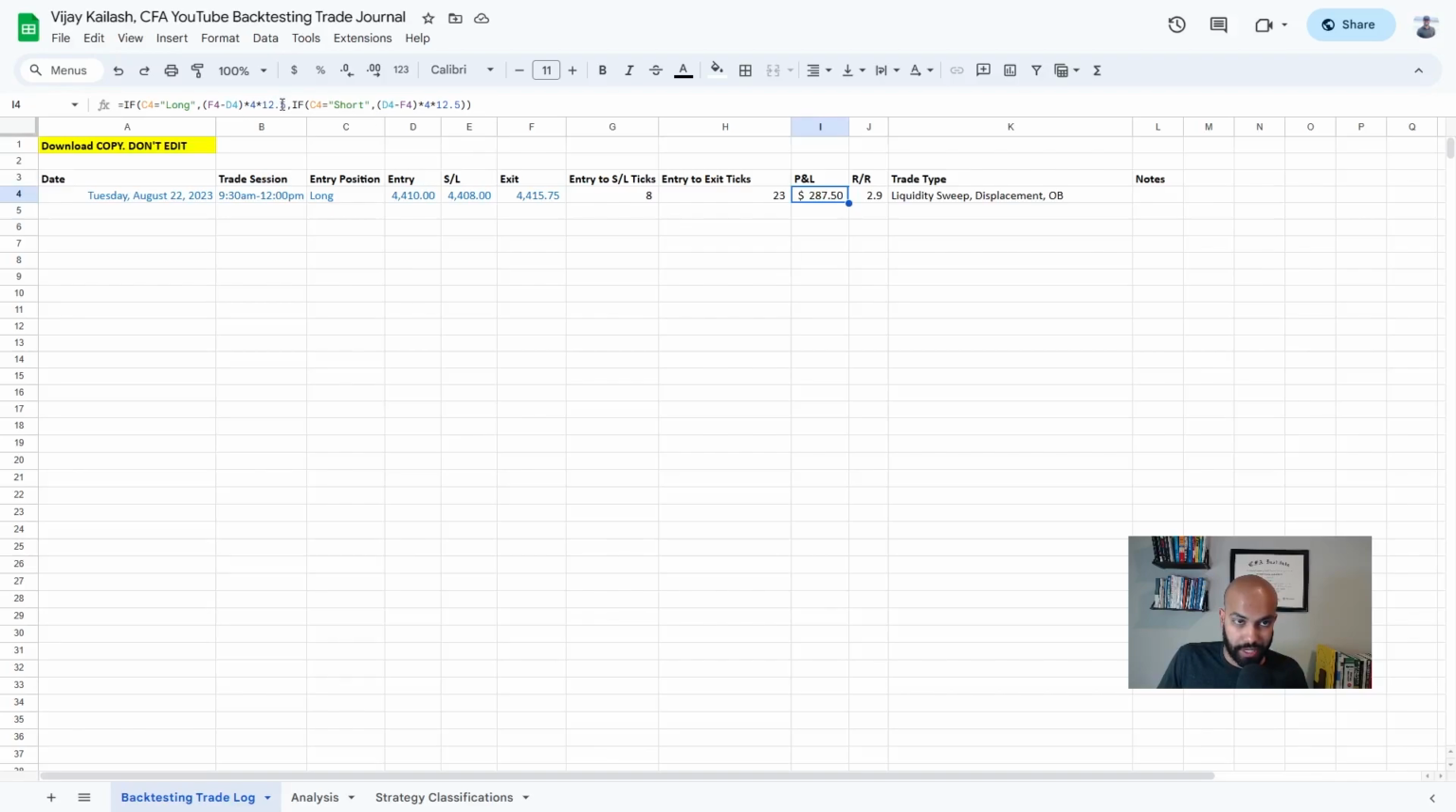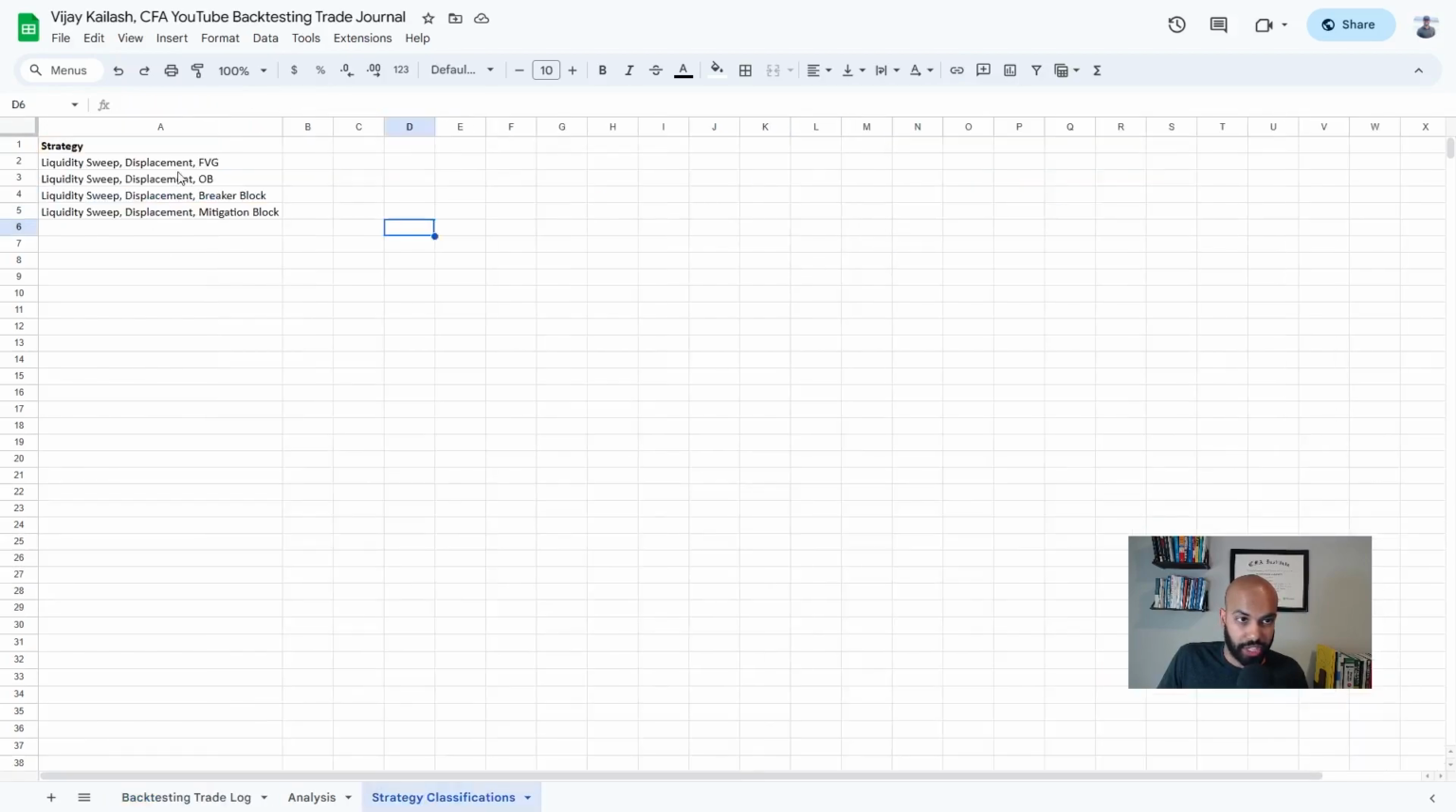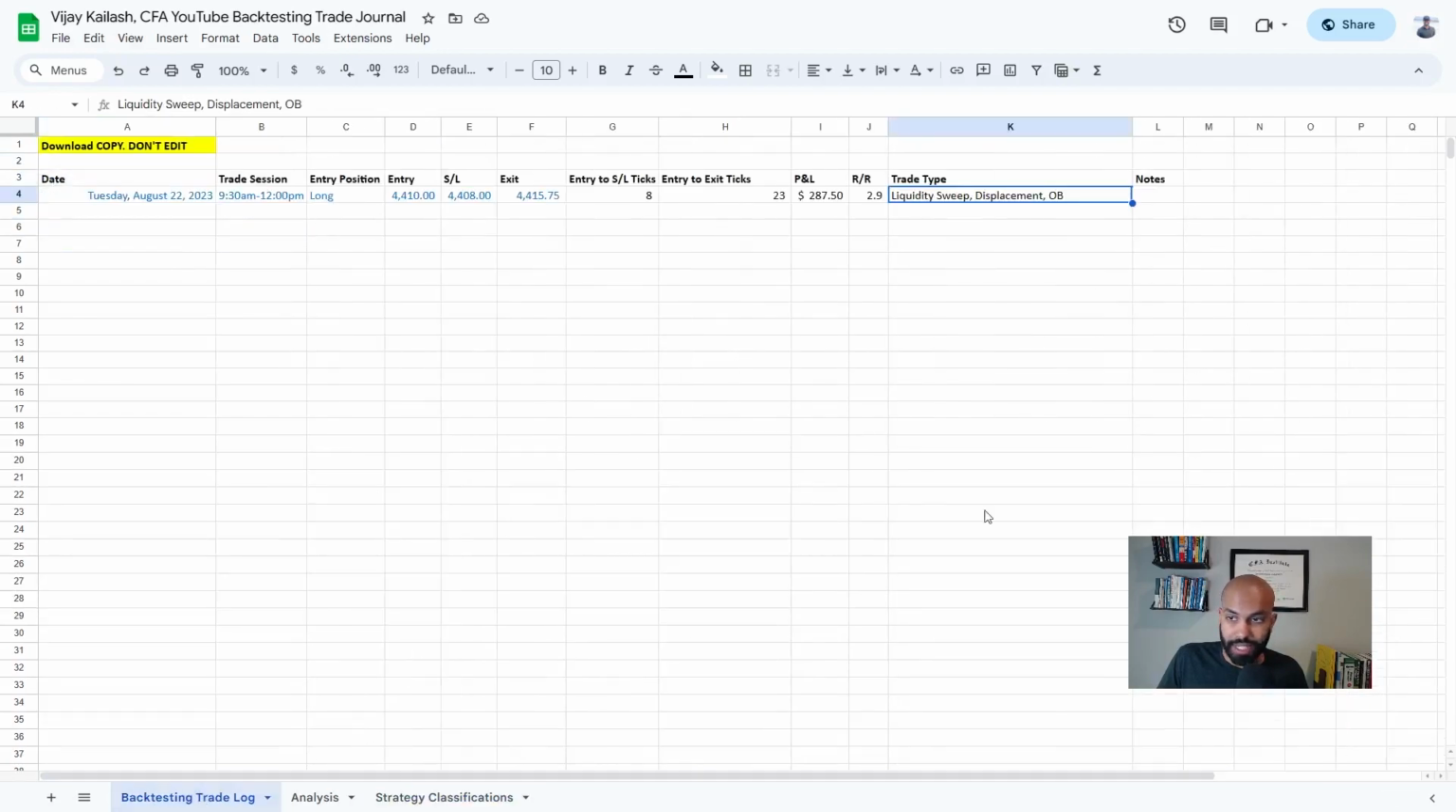This is basically the value per tick for the ES. If you're trading a different contract, you might just need to change this right here, and then we're done. And then it shows you your risk reward. And then the trade type: make sure that in the strategy classifications, you type out the different strategies that you want, and you would just type that one here.